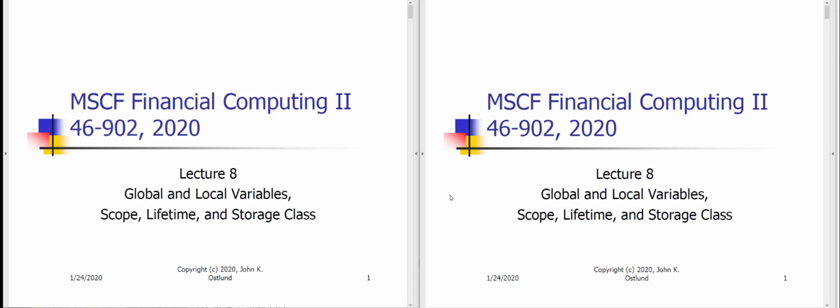In Lecture 8 here, we're going to really get into all the different kinds of variables that you can have and various features or attributes of those variables, including their scope, that is which part of the program you can refer to them in, their lifetime, which is from when they're created to when they go away, and their storage class, which specifies where in the system these things reside.